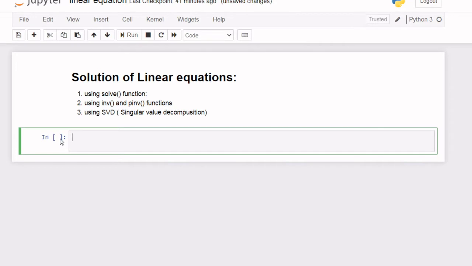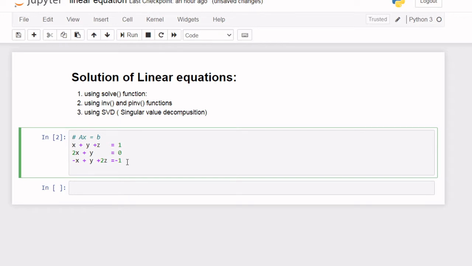Let's suppose that our linear equation is of the type Ax = b, where A is our coefficient matrix. Here A will be 1 1 1 in the first row, 2 1 and 0 in the second row, and -1 1 and 2 in the third row.